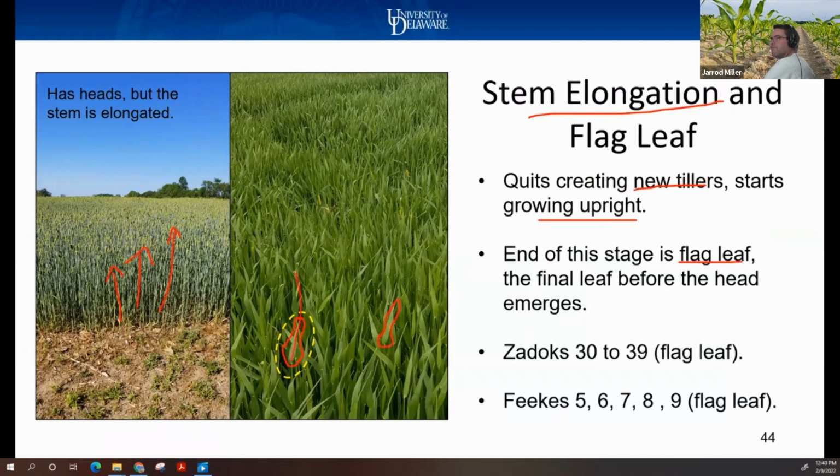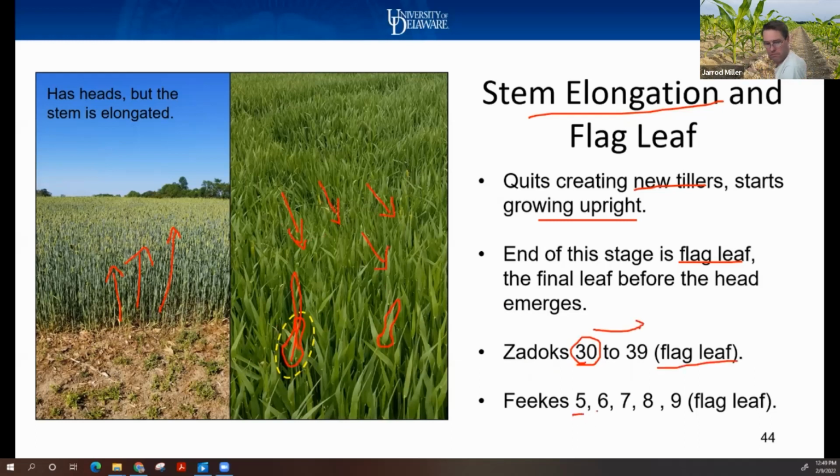The seed head's coming out of here next. It's the last leaf. But it kind of looks like one of those corn leaves that come off the collar. It's going to flap over to the side on the top, and it's going to catch all that sunlight, and it is feeding your seed head. This is why they talk about protecting the flag leaf on small grains. So 3.0 to 3.9. So this is stem elongation until you hit flag leaf.